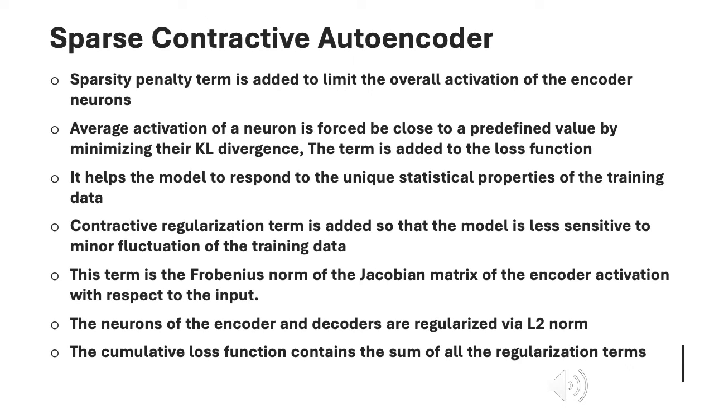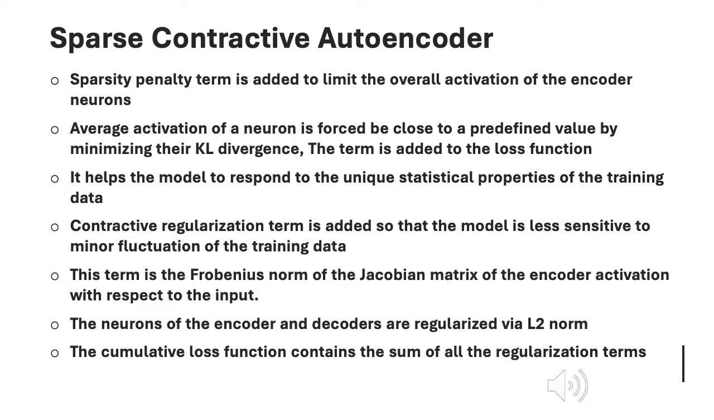Like any other deep learning model, an autoencoder is prone to overfit. We apply a number of regularization terms to the network loss function in order to overcome the situation. Initially, a sparsity penalty term is added to limit the overall activation of the encoder neurons. Here, the average activation of a neuron is forced to be close to a predefined value by minimizing their KL divergence. This term is added to the network loss function. This approach helps the model to respond to the unique statistical properties of the training data.